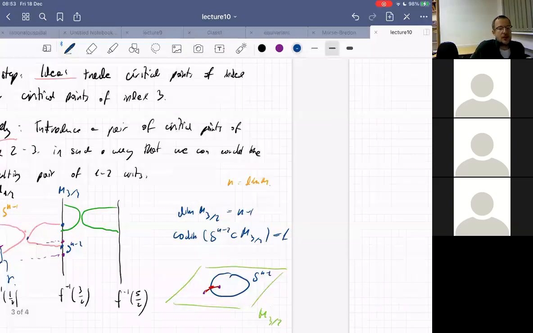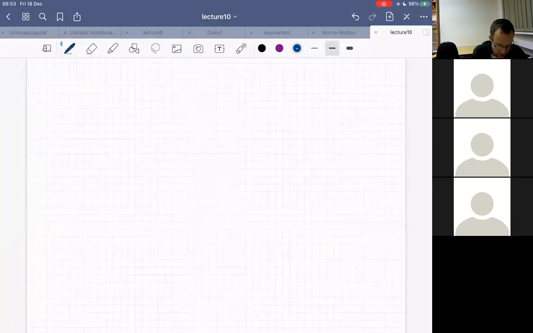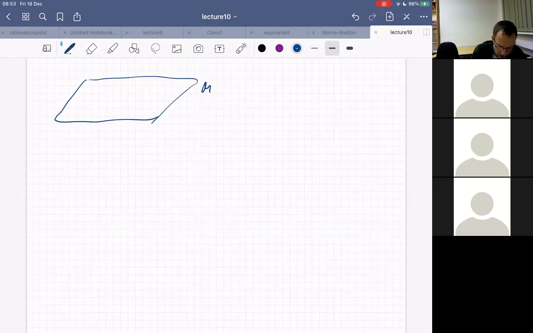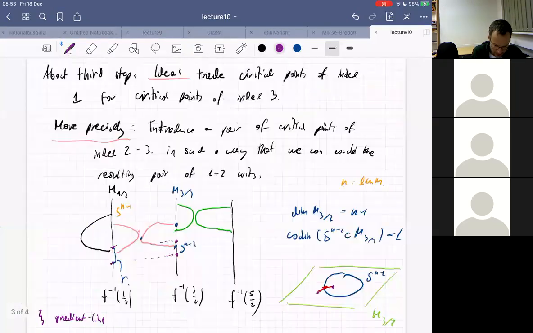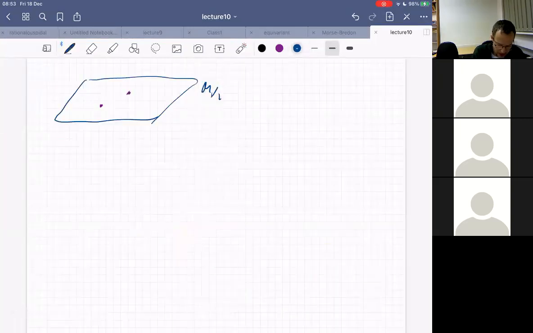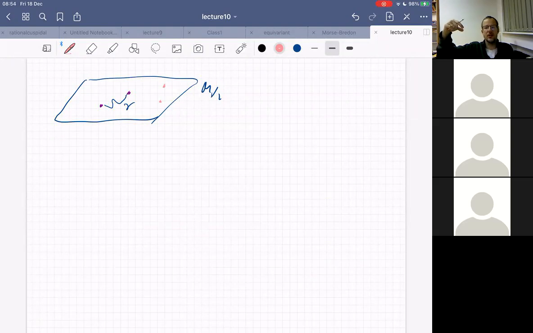So what is happening on M1 half? We have these two purple endpoints, we have an arc gamma, but we have also the stable manifolds of index one critical points. Index one critical points intersect level sets in pairs of points. Index one critical point has a stable manifold of dimension one, and it just intersects a level set along S0.